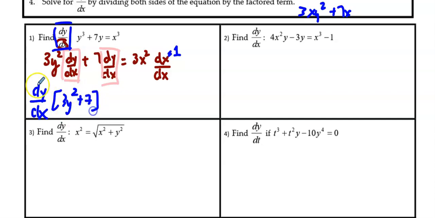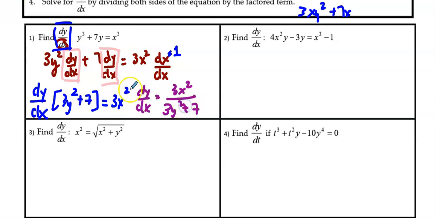And if I were to distribute this back in, then that's fine. We would get this thing back out. And then on the right side, I would get the 3x squared, because this is just 1. And so finally, ladies and gentlemen, once everything's all said and done here, I want to get dy dx by itself. So this answer, dy dx, is going to be equal to 3x squared all over 3y squared plus 7. And this is your answer.